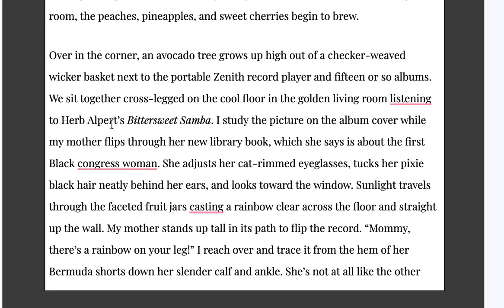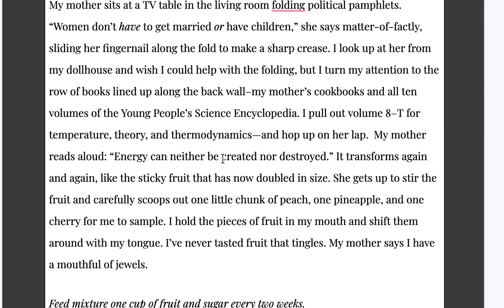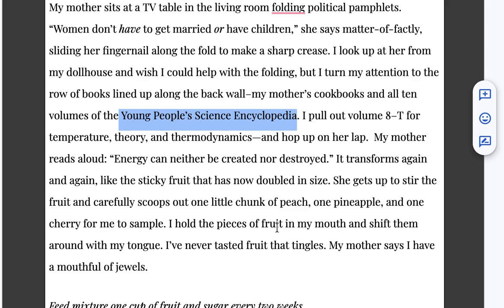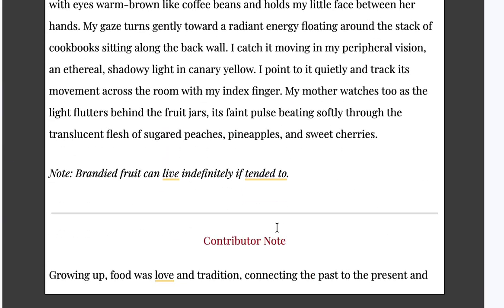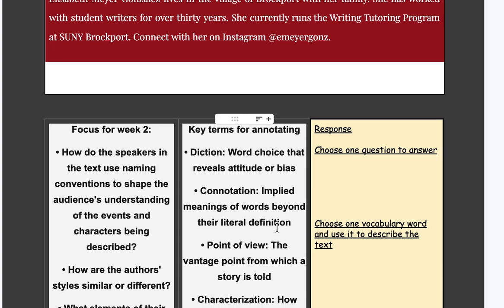We get the names of singers and songs, right? We get the names of particular people, women, or Young People's Science Encyclopedia. And so I think those names make it more specific. Remember at the beginning we talked about show, don't tell? If I was writing a story, I would try to name things.